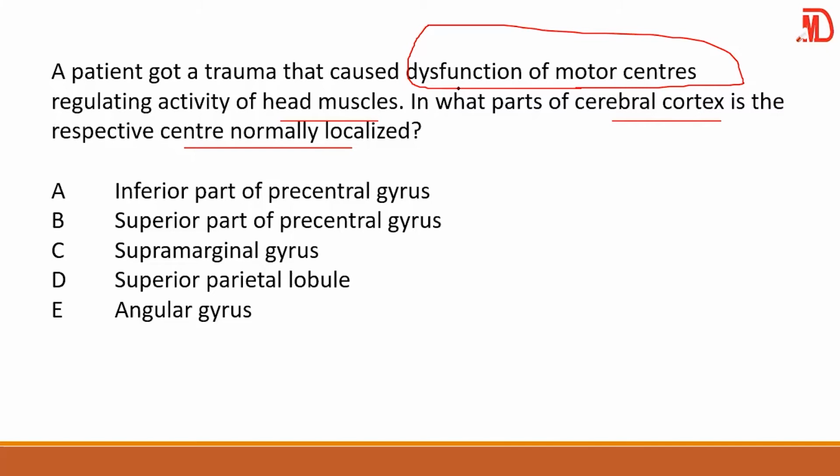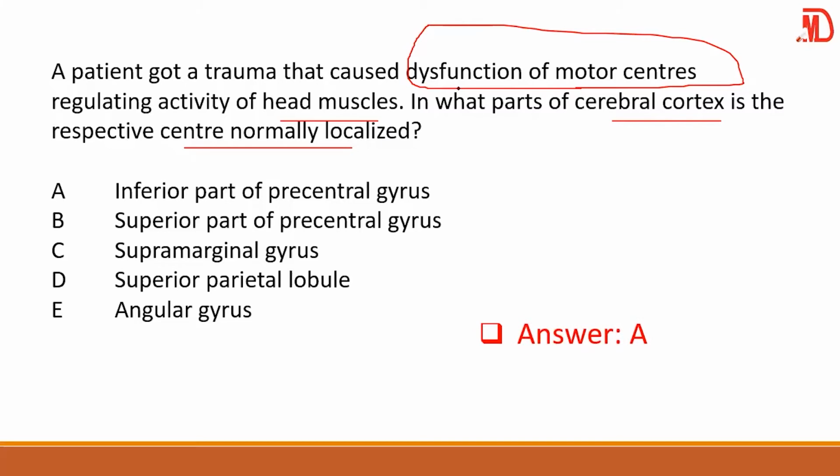And of course, it will control a whole lot of things in the head muscles and everywhere in the body. So over here, we are looking at what? The precentral gyrus. So your answer here is what? Is A.